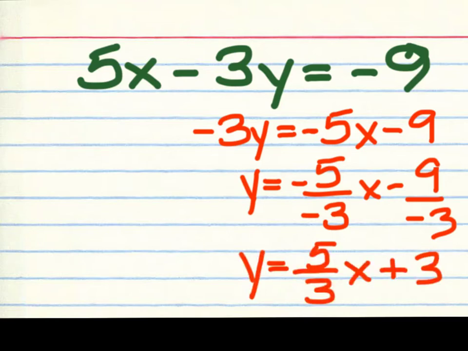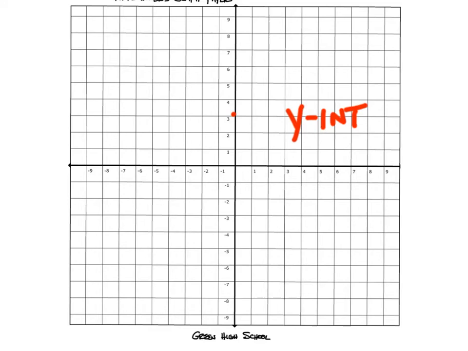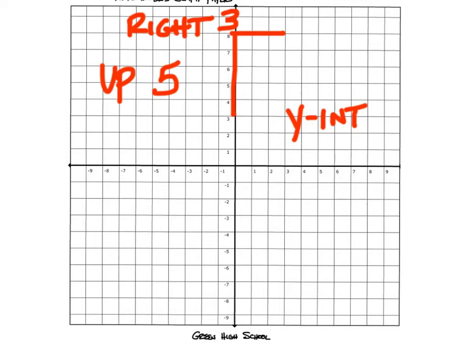So you should end up with y equals 5/3 x plus 3. That 5/3 is the slope, the 3 is the y-intercept. So there's the 3 on the y-axis. Go up 5 and then to the right 3. And then connect up this dot with this one. There's the line.